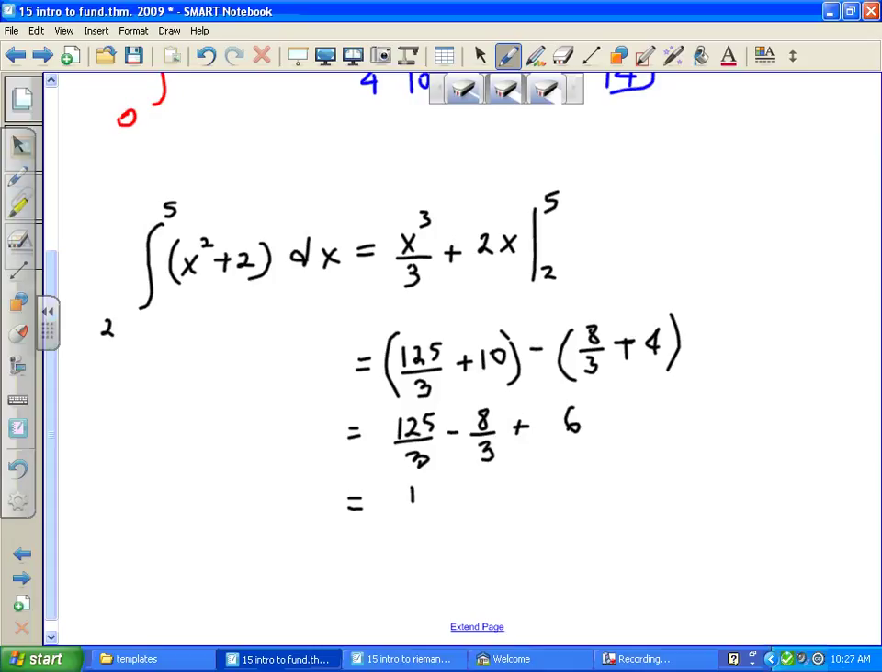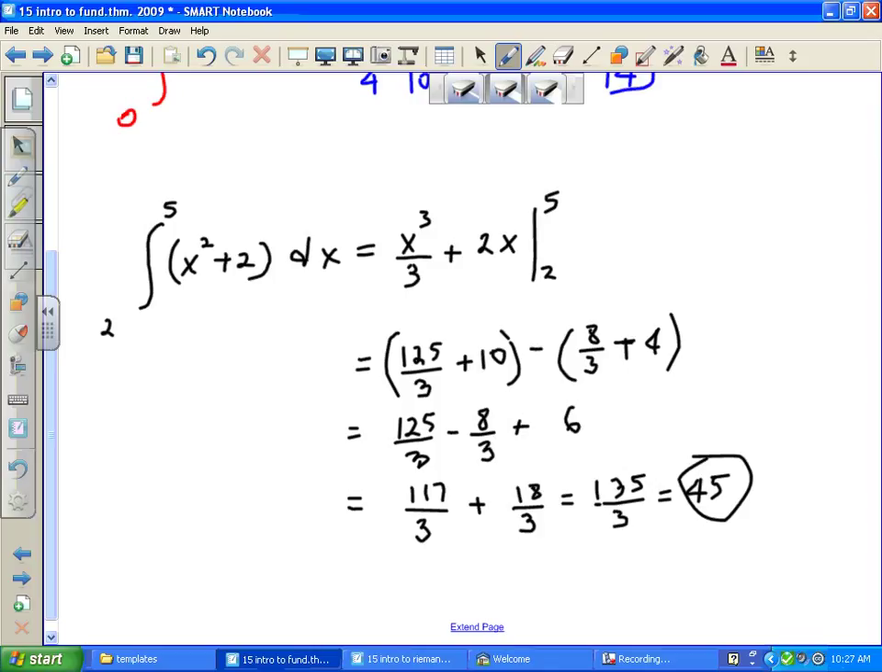Plus 18/3. I think this one actually turns out to be a whole number. I think it goes into, is it 45 times? Yeah, 45 times. So the area under this curve from 2 to 5 is going to be equal to 45. Okay. Any questions so far about the fundamental theorem?